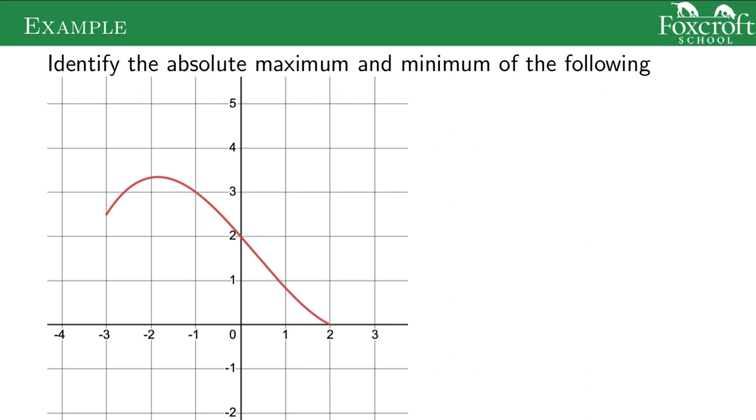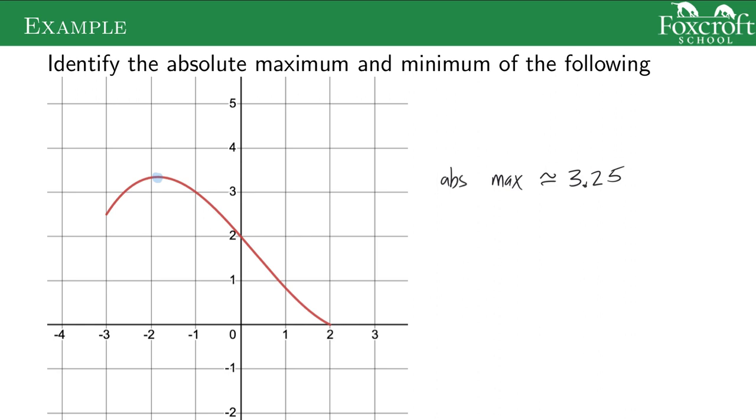So if we look at this graph, we want to find the absolute max and absolute min. The absolute maximum is the highest point, so that's going to happen there. And the maximum value we give is the y value. So the absolute max of this one would be about, I don't know, like 3.25 or something like that. So it's just the highest y value that we're going to get out of our function.